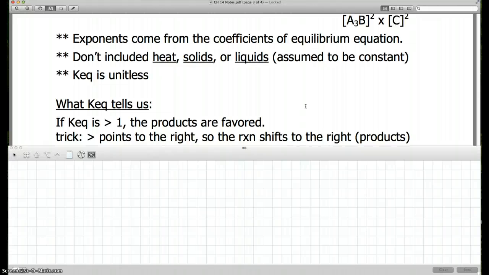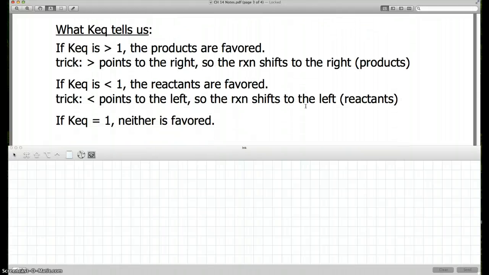KEQ is a unitless number, which is kind of rare in chemistry. And the value of that KEQ tells us some things. If it's greater than 1, the products are favored, meaning there's going to be more products. If KEQ is less than 1, that means the reactants are favored, which means there's going to be more reactants, relatively, or proportionally, I should say. If KEQ is 1, neither the forward nor the reverse reaction is favored.